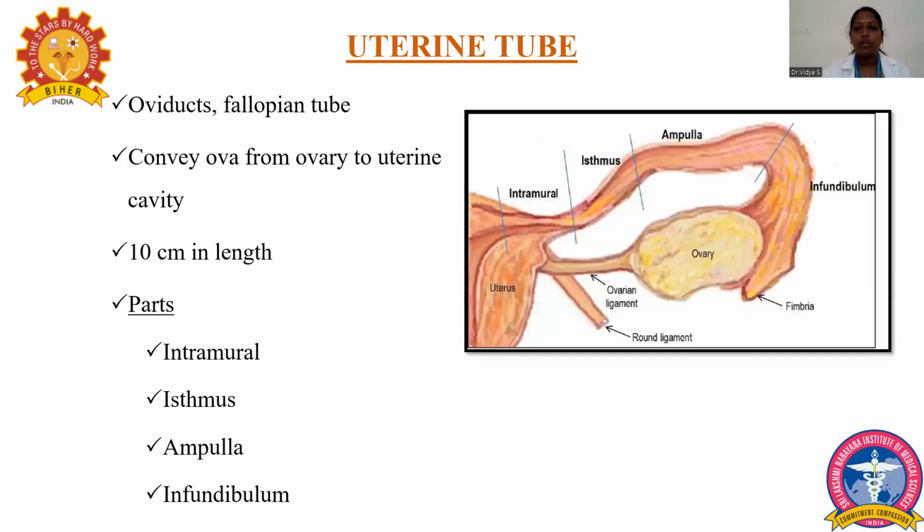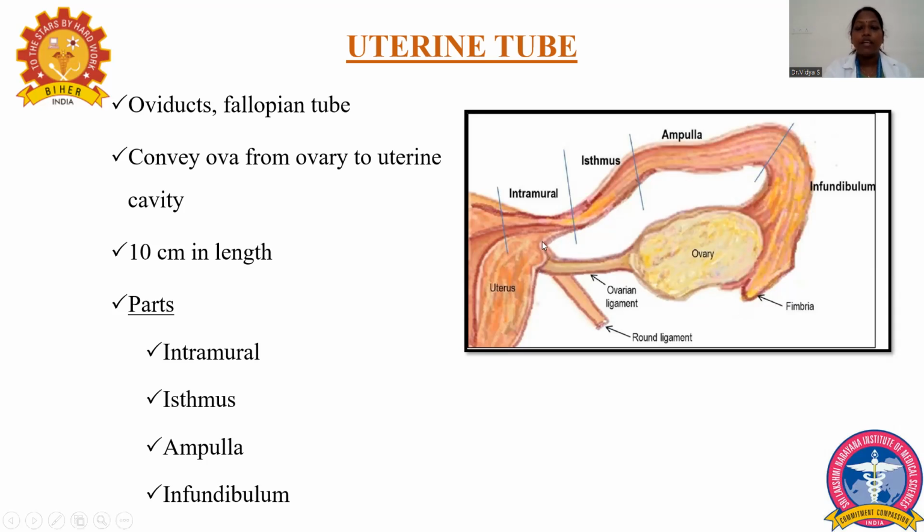Next, we move on to the gross anatomy of the uterine tube. The uterine tube, otherwise called the fallopian tube or oviduct, carries the ova from the ovary to the uterus. It's just a passage, a tube-like structure. So I told you it conveys ova from the ovary to the uterine cavity. It is almost 10 centimeters in length.